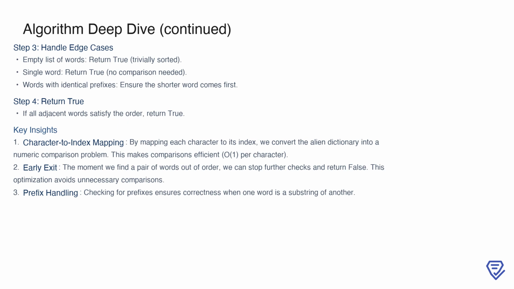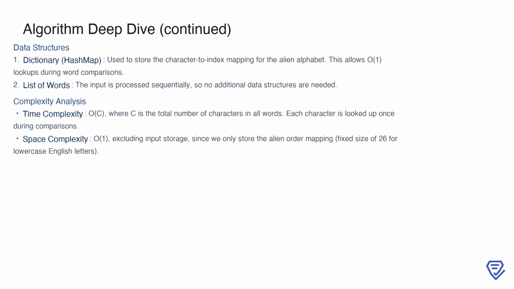Some key insights make this algorithm efficient. First, by mapping characters to indices, we convert the problem into numeric comparisons, allowing constant time lookups for each character. Second, we optimize by exiting early if we find any pair of words out of order, saving unnecessary checks. Lastly, prefix handling ensures correctness when one word is a substring of another, which is a common edge case in string comparisons. The algorithm relies on simple yet effective data structures to achieve its goals.